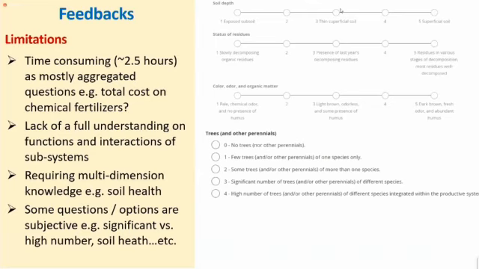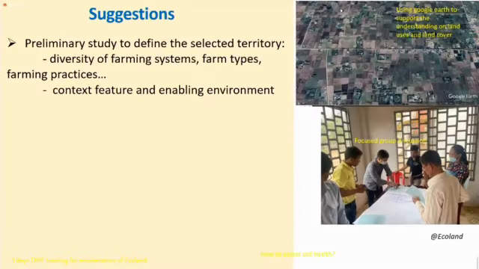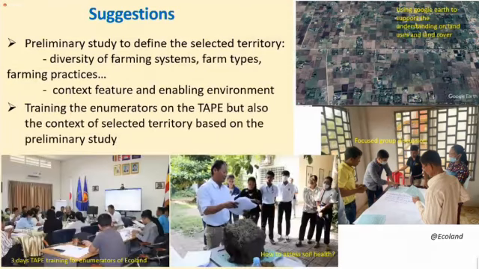Some of the questions came with suggestions from the enumerators, because they asked, for example, about the terms significant number and high number. So the 10, is it significant, or 15 or 20? That's why our suggestion is that it's very helpful, as part of Step 0 to characterize the territory, to have a preliminary study, going to the field and conducting some rapid rural appraisal tools, like focus group discussions, to understand the context features and enabling environment, the socio-economic situation, but also the biophysical aspects, and especially the diversity of the farming system, the production system, and the farming practices.